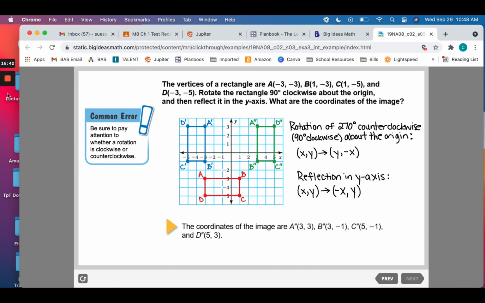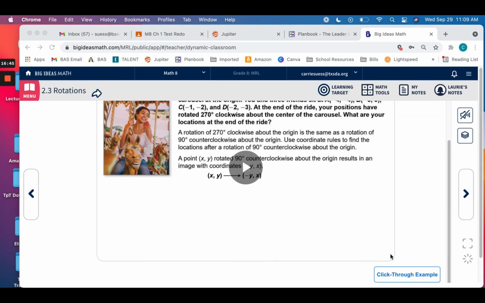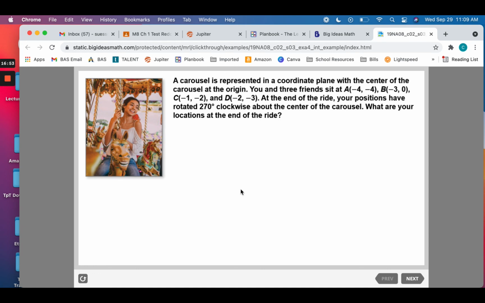Go ahead and once you've written this in your journals, work on the next. All right. Example 4. A carousel is represented in a coordinate plane with the center of the carousel at the origin. So think that on your coordinate graphs you're just looking down at the carousel, okay? You and 3 friends sit at these coordinates, A, B, C, D. So you have 4 of you all together, you and 3 friends. At the end of the ride, your positions have rotated 270 degrees clockwise about the center. What are your locations at the end of the ride?